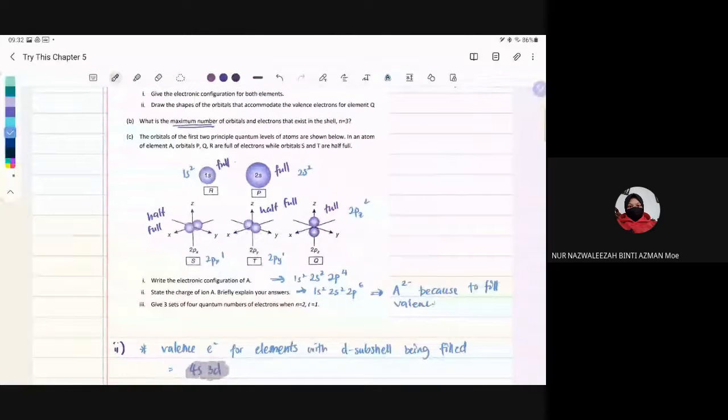Okay. And then give 3 sets of quantum numbers of electrons when n equals to 2, l equals to 1. 3 set of quantum numbers. Okay, untuk atom yang ini, n sama dengan 2, l sama dengan 1. So dia minta 3 set at 2p subshell.